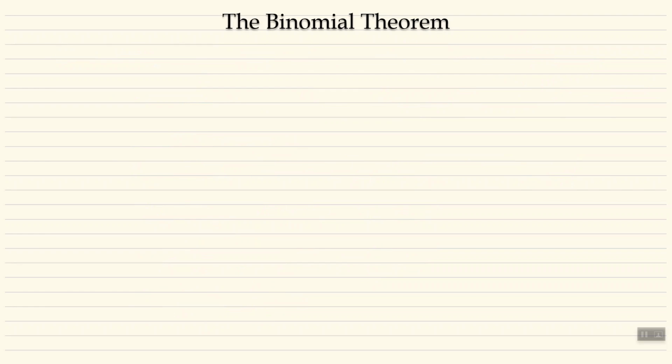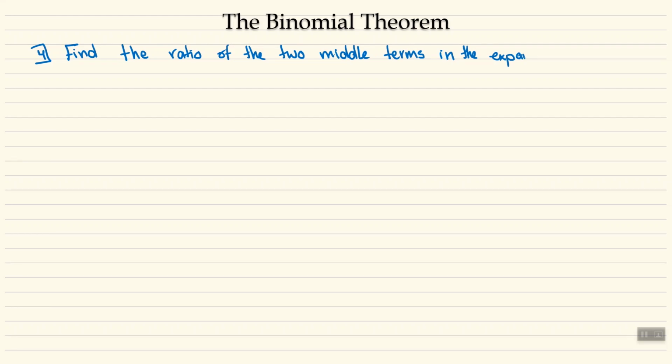Let's investigate another question. Let's see this one. Okay, so this is question 4. Find the ratio of the two middle terms in the expansion of 3x minus 2y to the power of 11. Okay, so here they're asking us to find the ratio of the two middle terms.